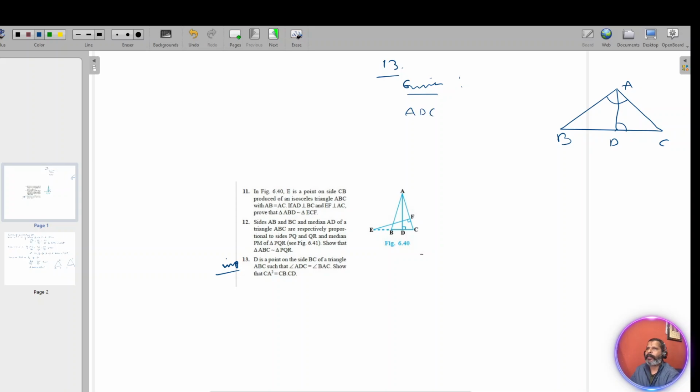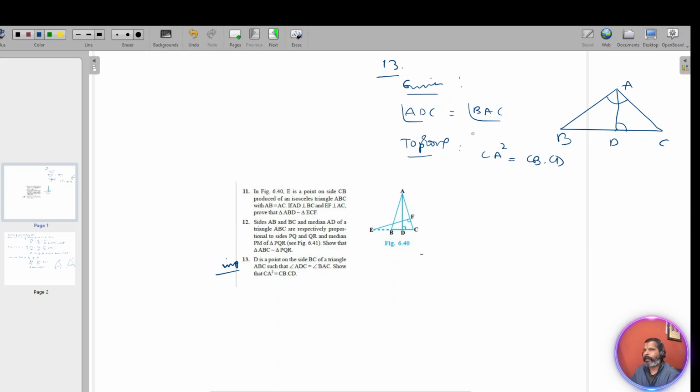Given. What is given? Just write what is the angle given. ADC equal to BAC. To prove, CA square is equal to CB into CD. Basically, you have to prove ADC and BAC are similar triangles. Okay.